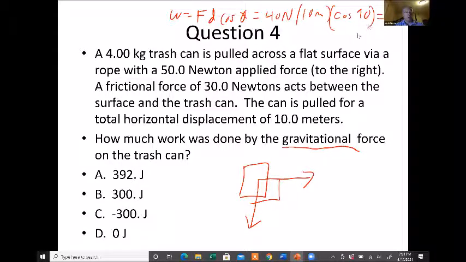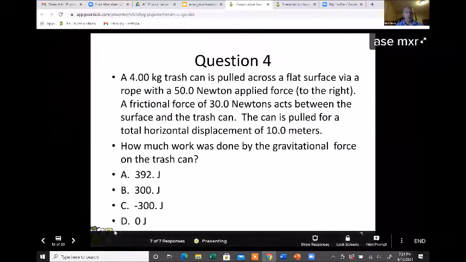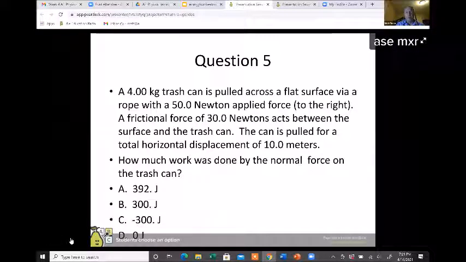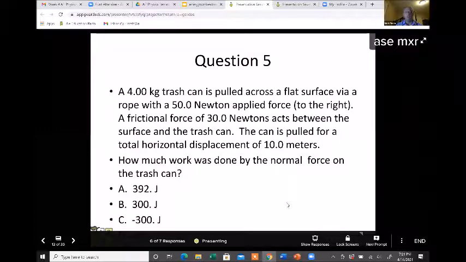All right, back to Pear Deck. And that same idea should work on this one, so we're not going to waste a lot of time here. The normal force also acts at a 90-degree angle to the displacement, to the motion. So I'm hoping that you guys see that there is no component of the normal force that acts in the direction of the motion. And therefore, the correct answer on 5 is D. There's no work done because there's no component of that force that acts in the direction of the motion. So go ahead and mark D if you haven't already, just so that you have the correct answers marked.